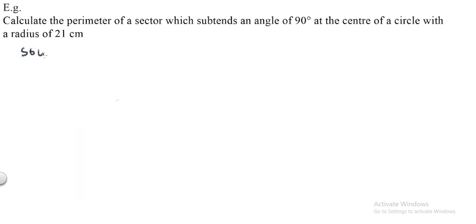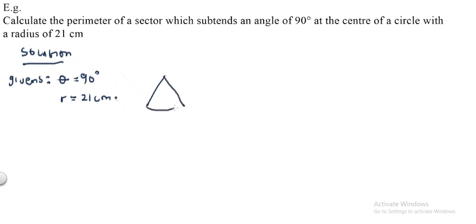We write out the solution here. We are told to calculate the perimeter of a sector which subtends an angle of 90 degrees. That means our givens, let's write out our givens. We have theta is equal to 90 degrees at the center of a circle with radius of 21 centimeters. We know that our radius is 21 centimeters. Remember, our sector always looks like this. So apparently we have a 90 degree angle here and we have a 21 centimeter radius, a 21 centimeter radius.